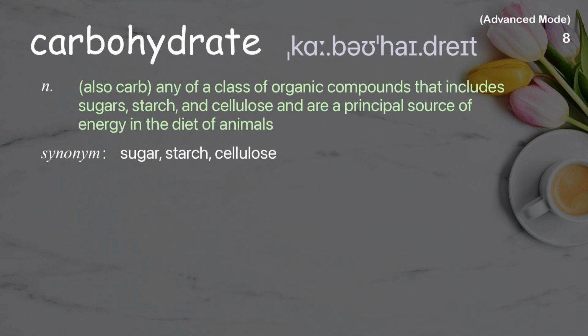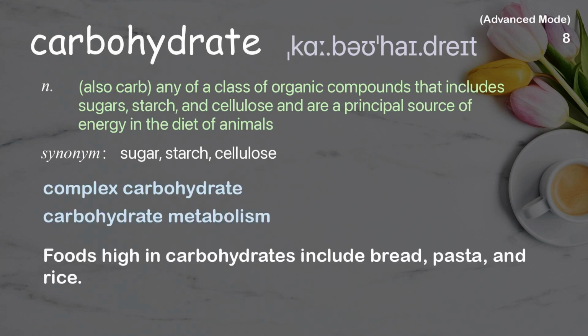Carbohydrate. Also carb, any of a class of organic compounds that include sugars, starch, and cellulose and are a principal source of energy in the diet of animals. Examples: Complex carbohydrate. Carbohydrate metabolism. Foods high in carbohydrates include bread, pasta, and rice.